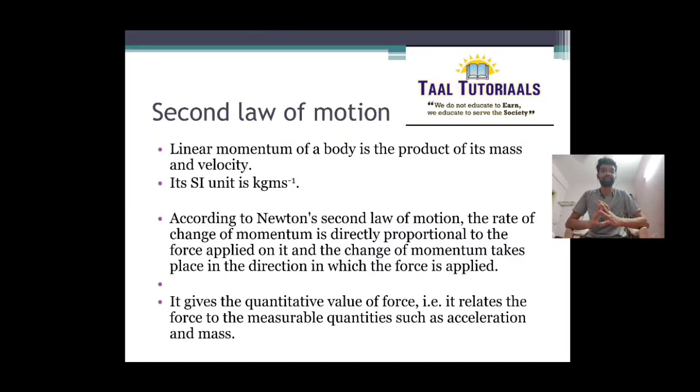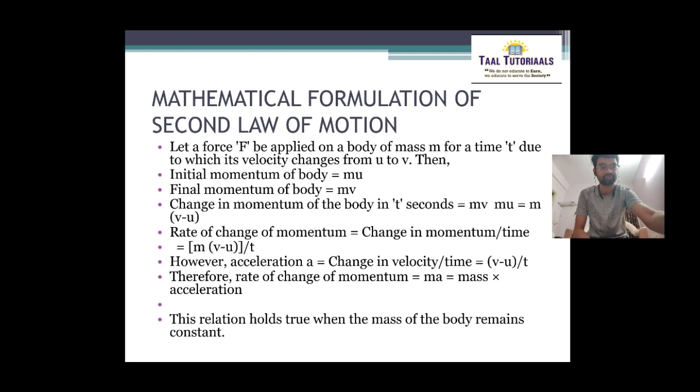According to Newton's second law, the rate of change of momentum of a body is directly proportional to the force applied on it, and the change of momentum takes place in the direction in which the force is applied. This actually means F is equal to ma, force is equal to mass into acceleration. This is Newton's second law of motion. What does it give? It gives the quantitative value of force. That is, it relates the force to measurable quantities such as acceleration and mass.